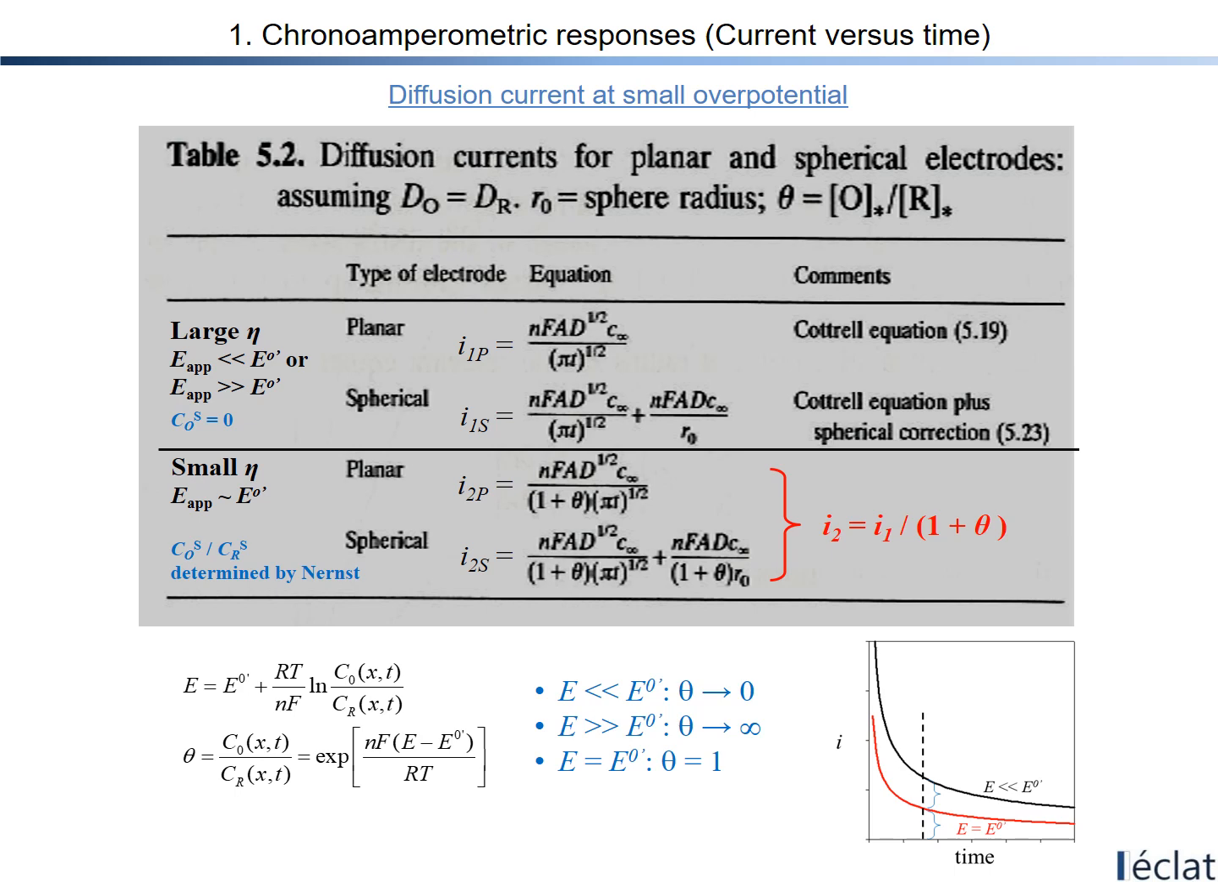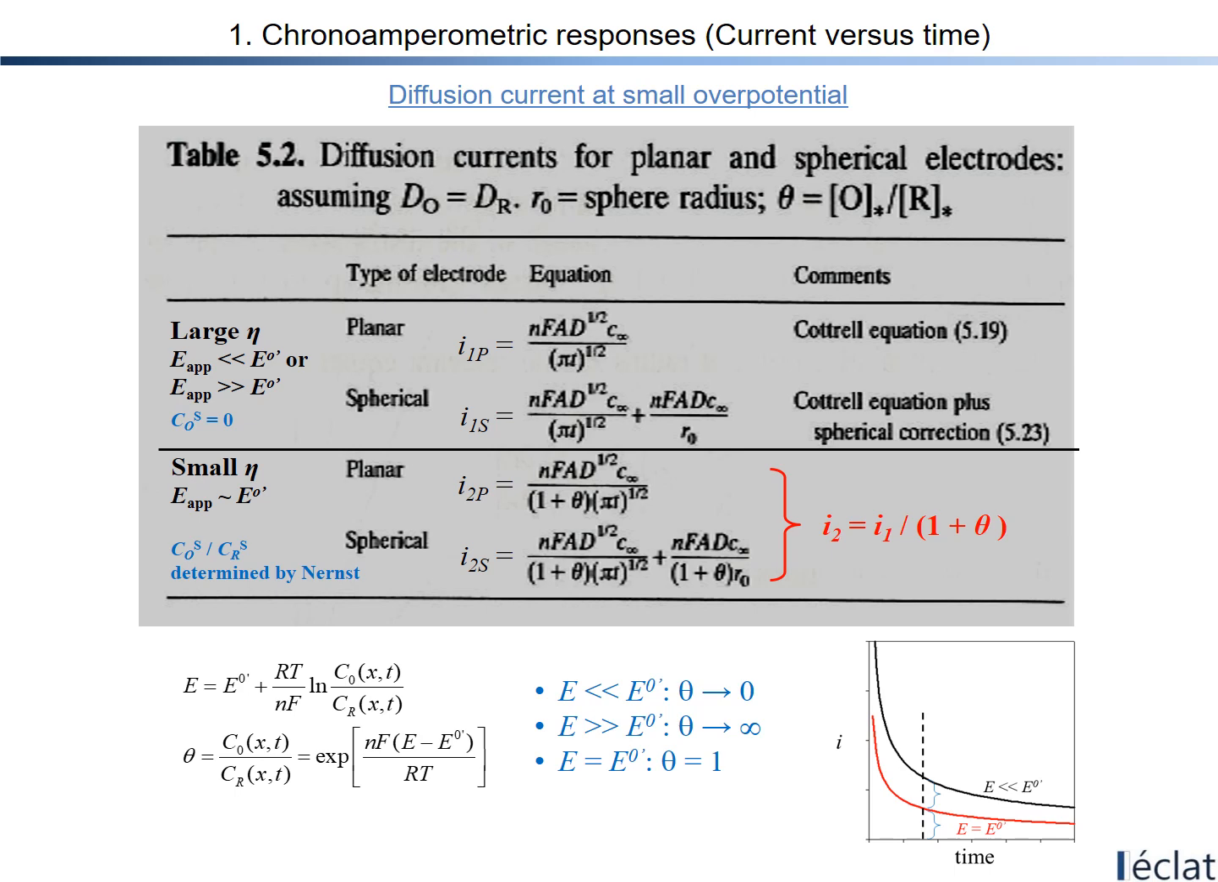You have derived the diffusion current equations when we have applied a very big overpotential to the system. For example, for the reduction, we have applied a very negative potential when compared with the formal potential. In that case, we have obtained the Cottrell equation, and the Cottrell equation plus some spherical corrections depending on the geometry of the electrode.